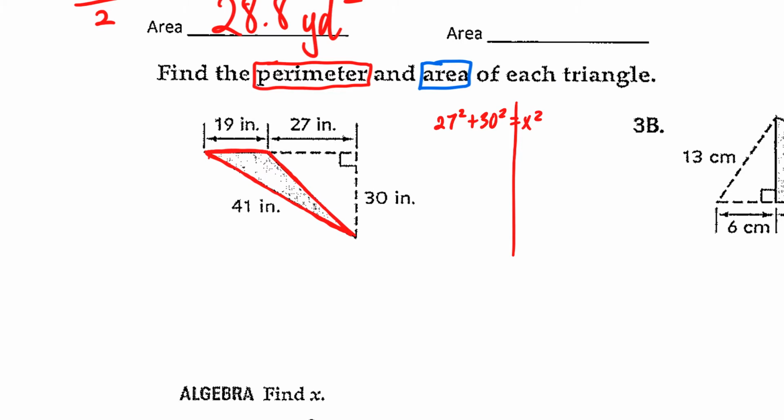Just type that whole thing in, 27 squared plus 30 squared. 729 plus 900.